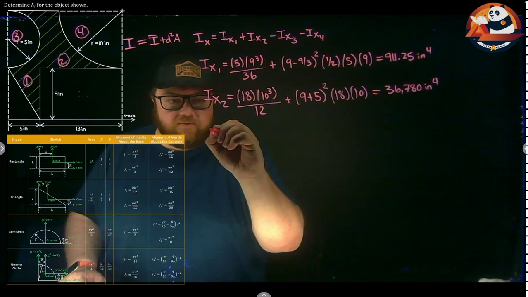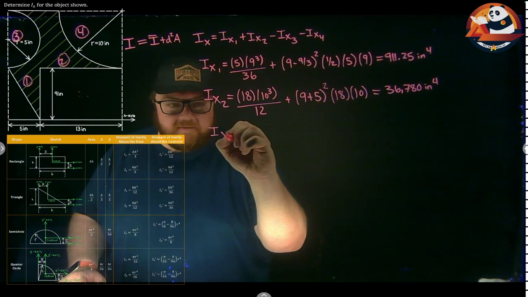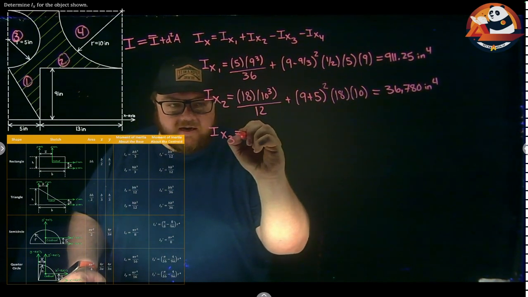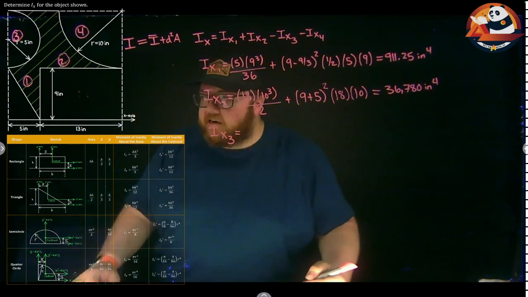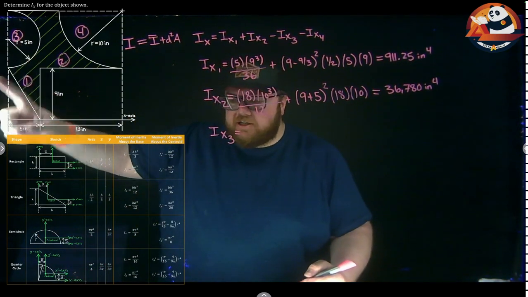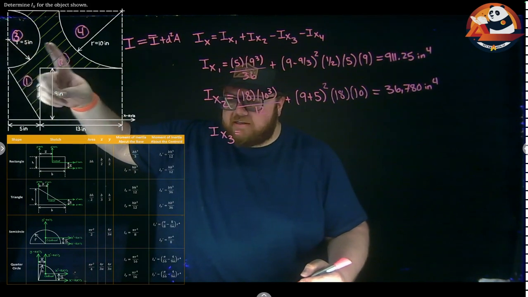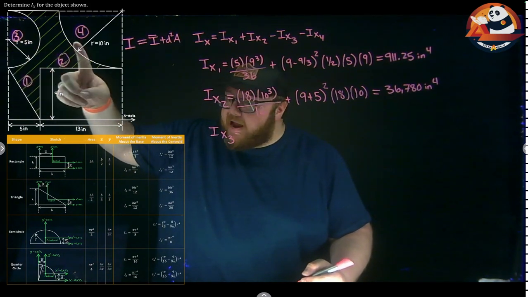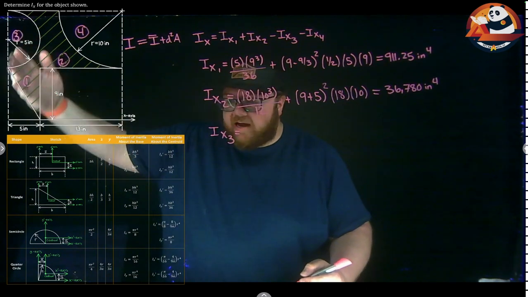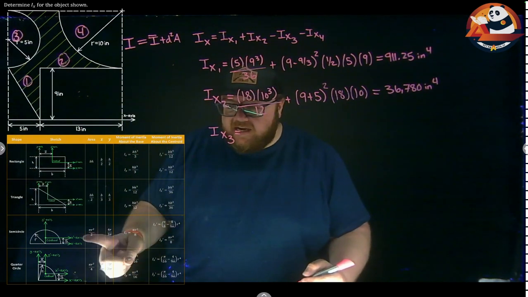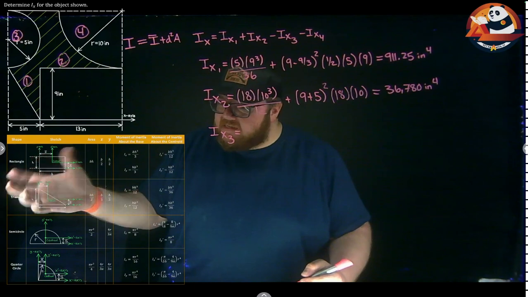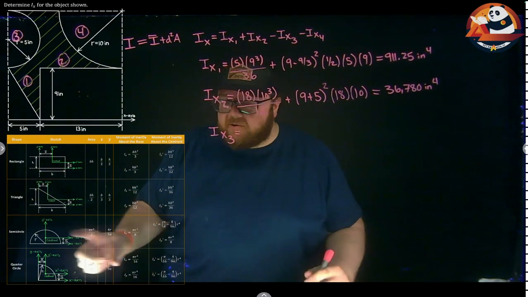So Ix3, that's the semicircle. There's one tricky thing in here. I'm looking for my moment of inertia about the x-axis. If I look up to that, I notice my moment of inertia about the centroid, right now, my axis is going perpendicular to the flat side. If I come down to my table, my semicircle is oriented differently in here. So I have to be able to adjust my equation.